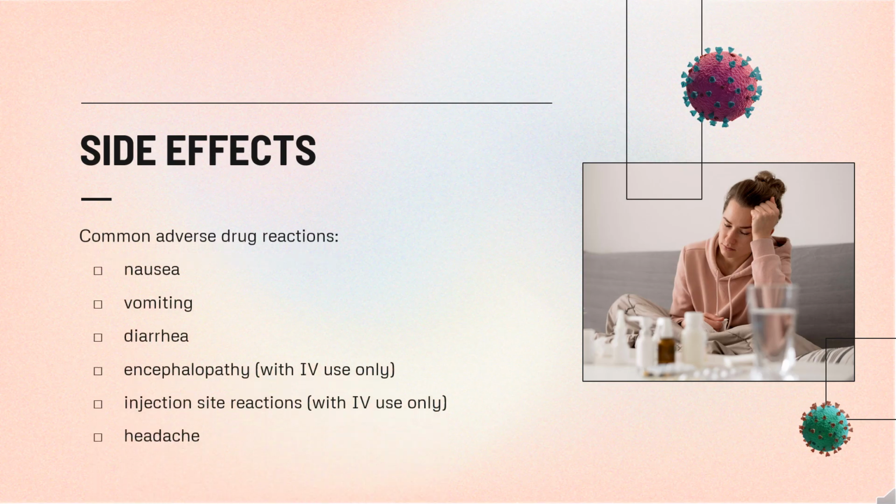Side effects. Common adverse drug reactions, in greater than or equal to 1% of patients, associated with systemic acyclovir therapy, oral or IV, include nausea, vomiting, diarrhea, encephalopathy with IV use only, injection site reactions with IV use only, and headache. In high doses, hallucinations have been reported.